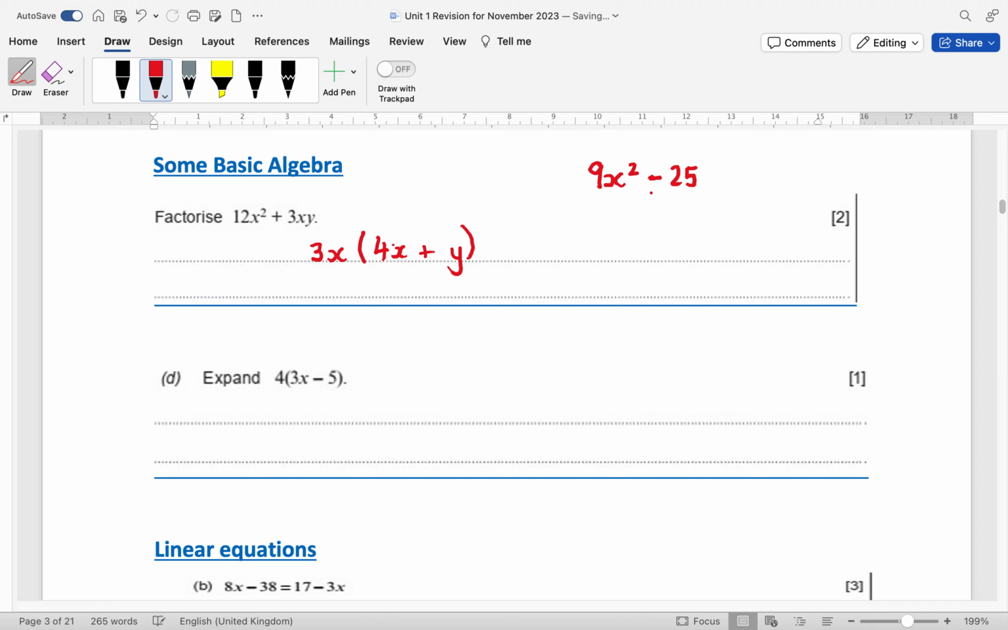This is a special one called the difference of two squares, right? 9x squared is a squared number and 25 is a squared number. Now the more obvious one is 25. 25 is 5 squared, right? 9 is 3 squared and x squared is x squared, right? I'd cross it, but I don't need to put the squared there. So 9x squared is 3x times 3x and 25 is 5 times 5. So this is the difference of two squares.